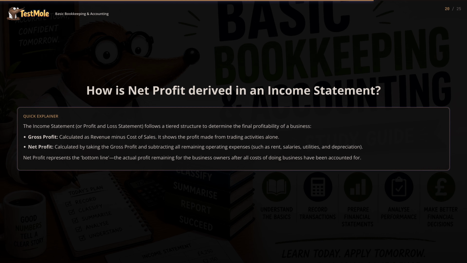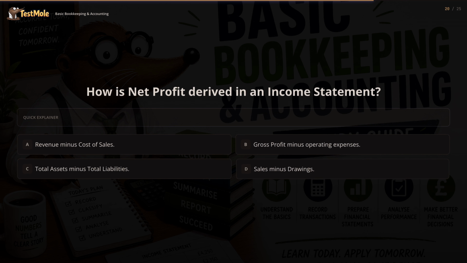Net profit, calculated by taking the gross profit and subtracting all remaining operating expenses, such as rent, salaries, utilities, and depreciation. Net profit represents the bottom line, the actual profit remaining for the business owners after all costs of doing business have been accounted for.